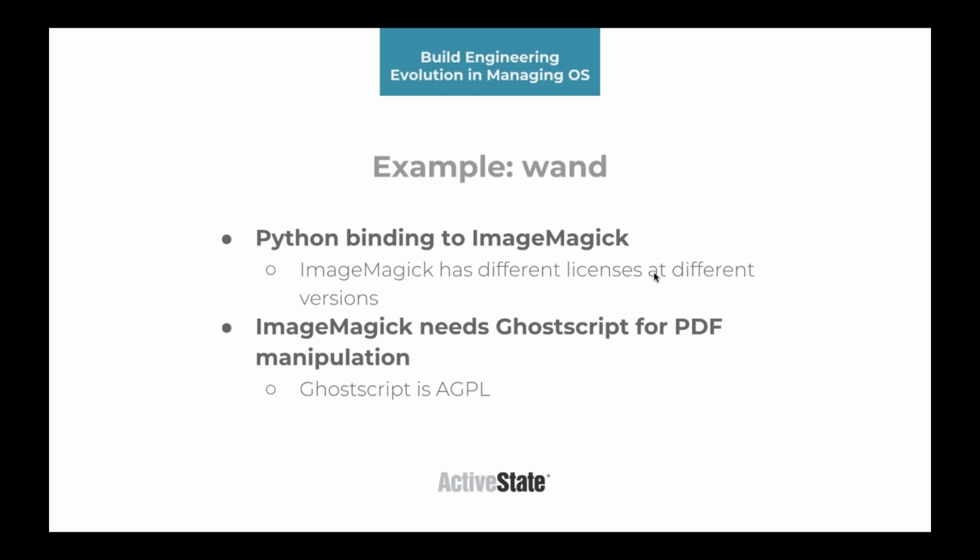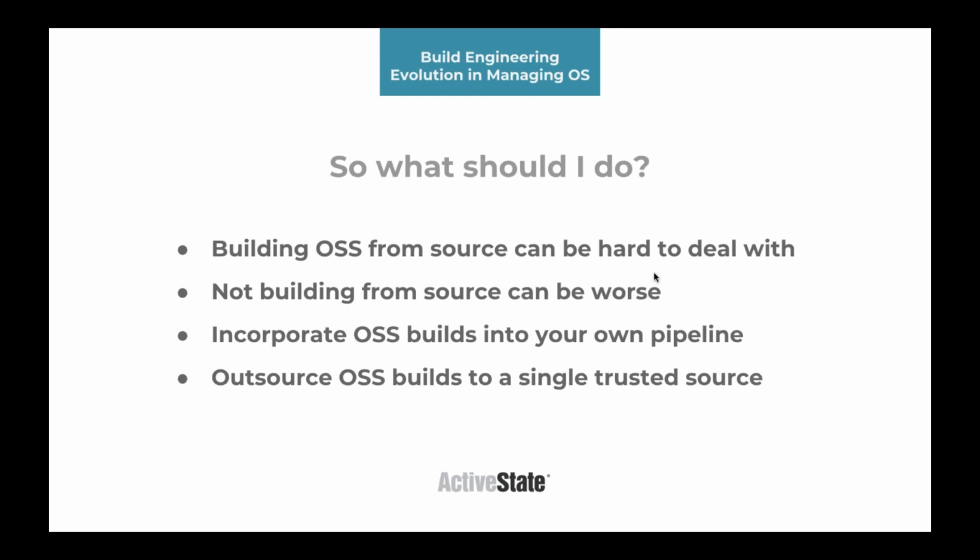Okay, on to the next slide, please. So what should we do about this? Building open source software from source can be really hard to deal with. There are a lot of different situations you might need to cope with, and you'll need to have consistency across your build chain in order to actually produce something that you know is going to work. The other option, not building from source, can be worse. It can open you to all sorts of liabilities. It can open you up to all sorts of runtime bugs and build time bugs that you would normally not have to deal with. And it opens you up to having to manage your own dependency chain to some extent.